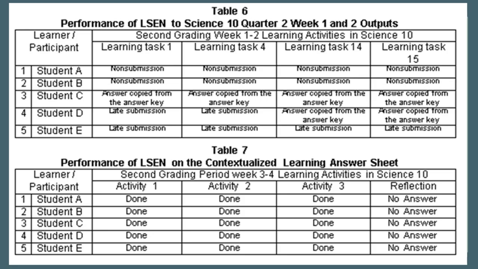And for the results, Table 6 summarizes the springboard of this study, presenting the performance of the ELSEN participants in Science 10 Quarter 2 Weeks 1 and 2 outputs. Noticeably, there were records of non-submission, answers copied from the answer key, and late submission. And as I said, there were 7 enrolled ELSEN participants, but the 6th and the 7th were not able to comply.